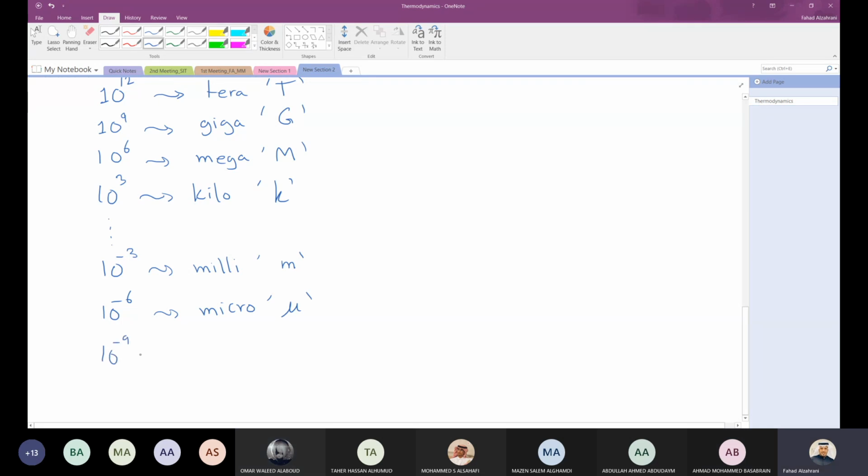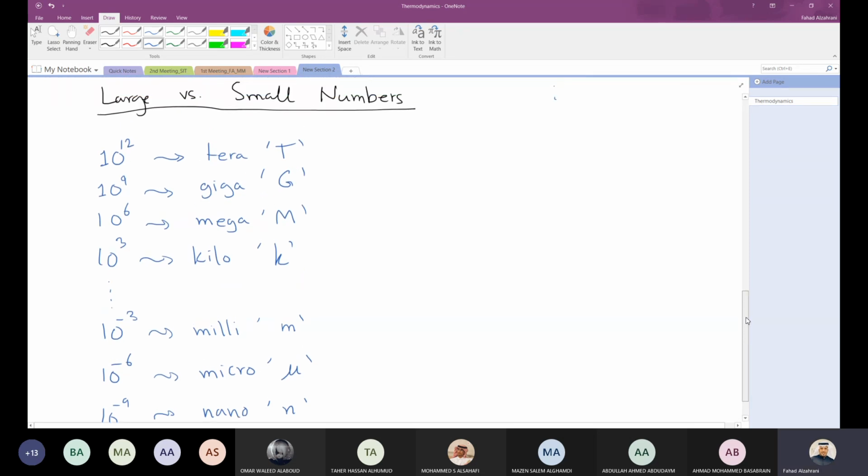You have 10 to minus 9, which is what we call nano. So when you hear, guys, nanotechnology, what do they mean? The scale is in the 10 to minus 9 meter range, nanometer. This is what we mean by nanotechnology or nanoscale. And so on. Any questions on these, guys?